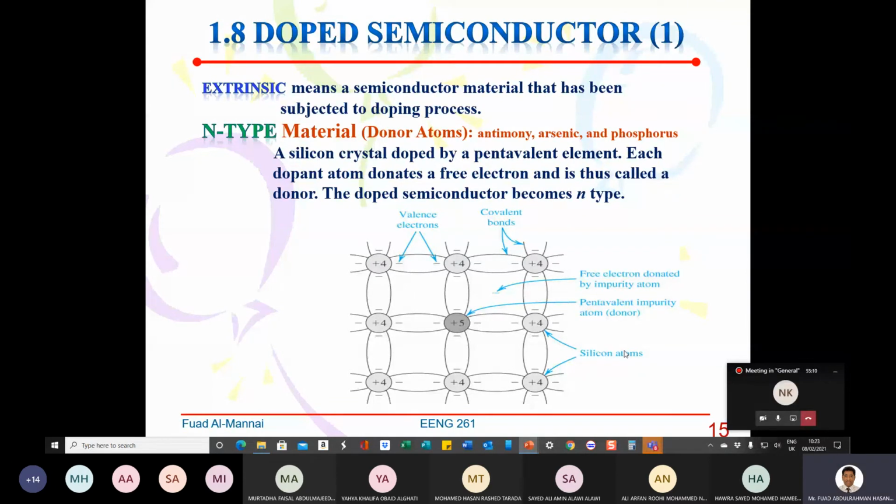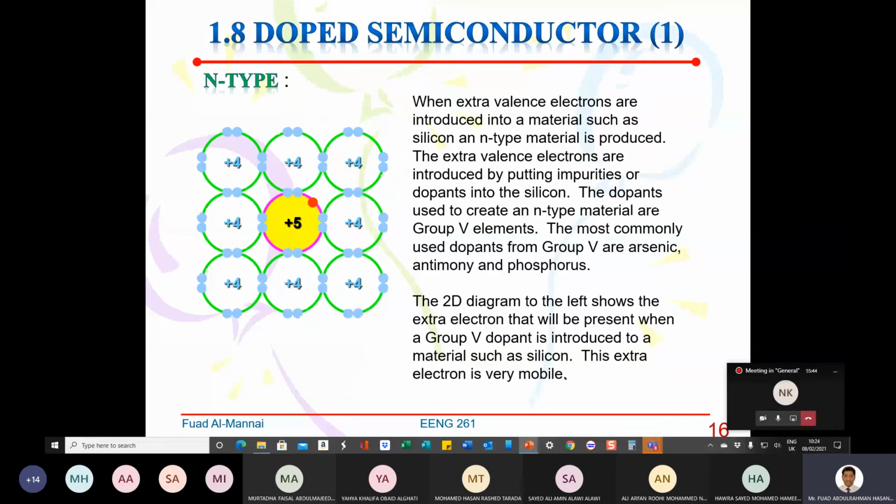Any questions? Okay, so we created N-type. Now we want to create another type, called P-type. The reason it's called N-type is that the carriers are negative, which are our electrons. That's why it's called N-type, instead of calling it negative. Now we're going to create P-type.